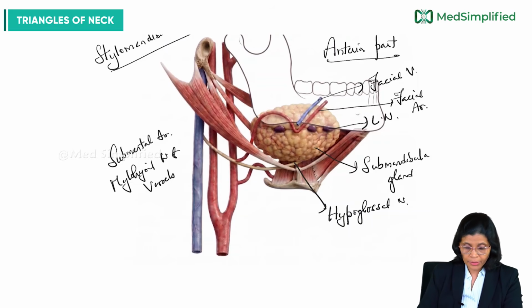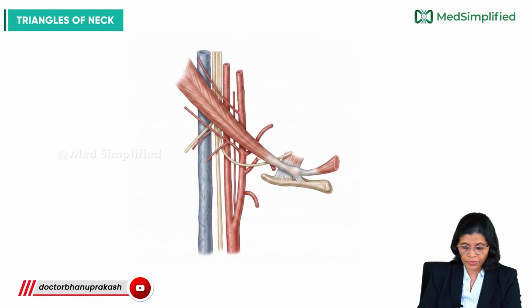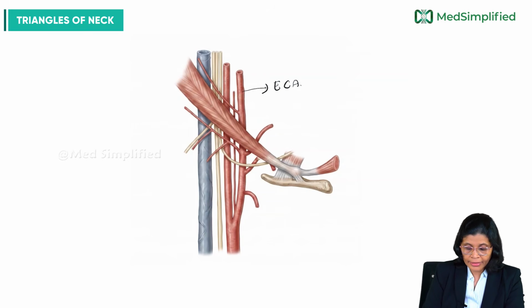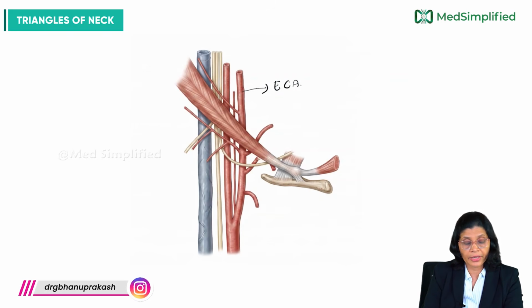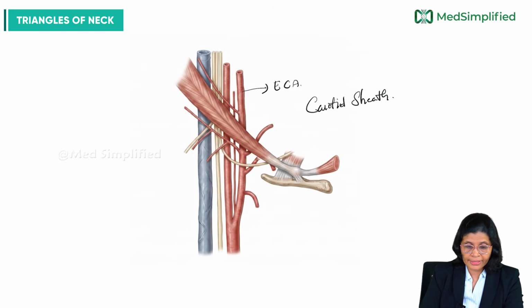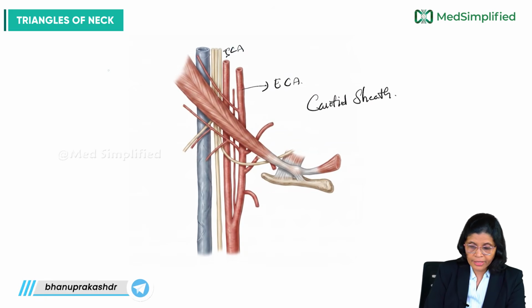Now coming to the posterior part of the triangle. The posterior part of the triangle mainly consists of the external carotid artery. Okay, we have the external carotid artery and the carotid sheath, which will be enclosing the carotids, the internal jugular vein as well as the vagus nerve. We will see the carotid sheath there, as well as the structures passing between the external and internal carotids.